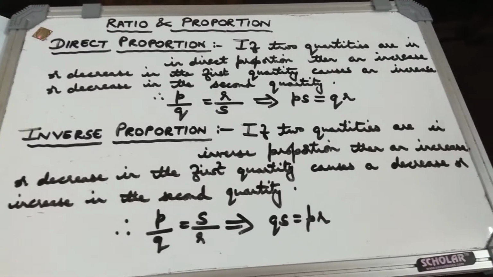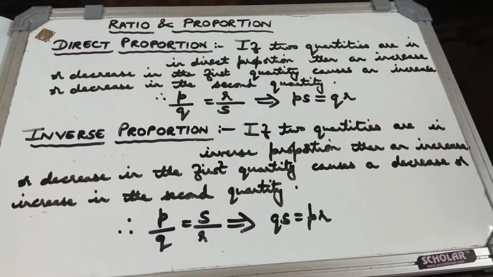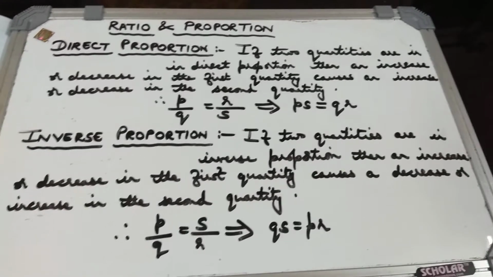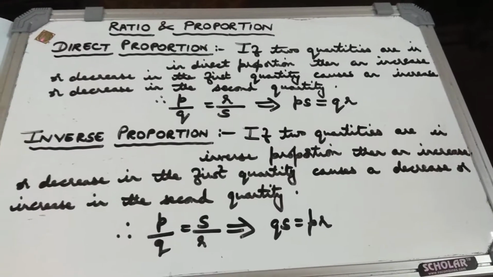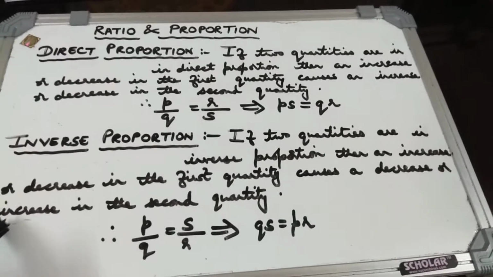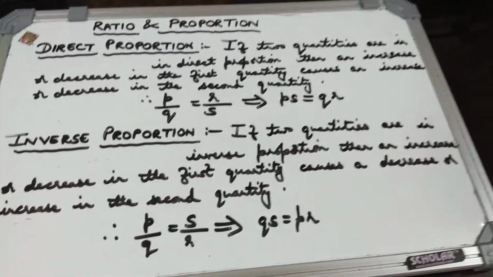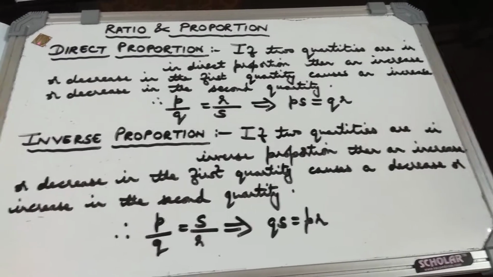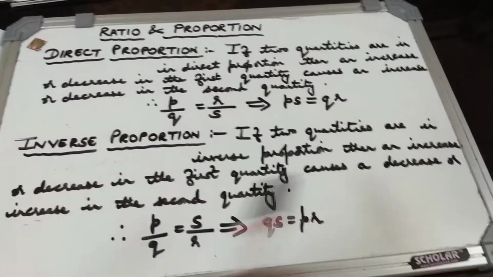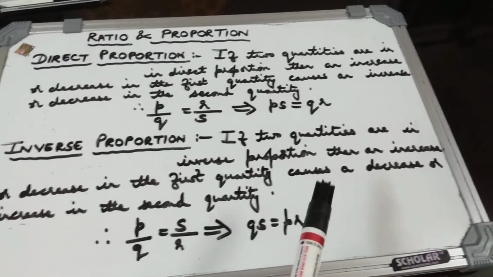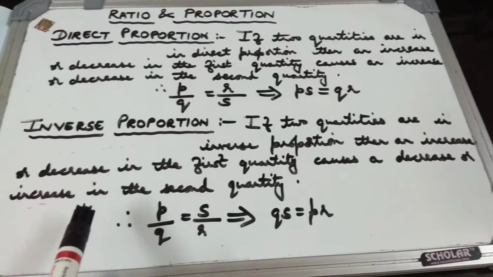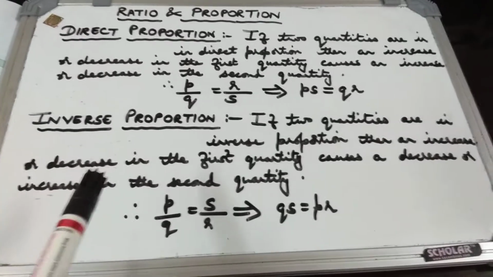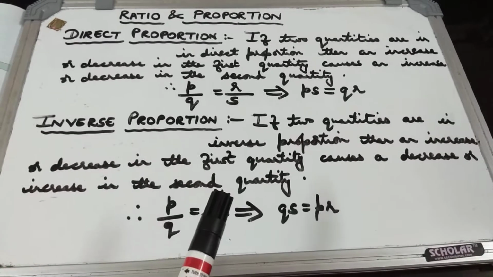Now comes inverse proportion. Many of the physical quantities are said to be inversely proportional. You will also study many of the formulae where you are getting inversely proportional values. That is, inversely proportional means 1 upon something. If two quantities are in inverse proportion, then an increase or decrease in the first quantity causes a decrease or increase in the second quantity. That is, if the first quantity is increasing, the second quantity will decrease. If the first quantity is decreasing, the second quantity will increase.